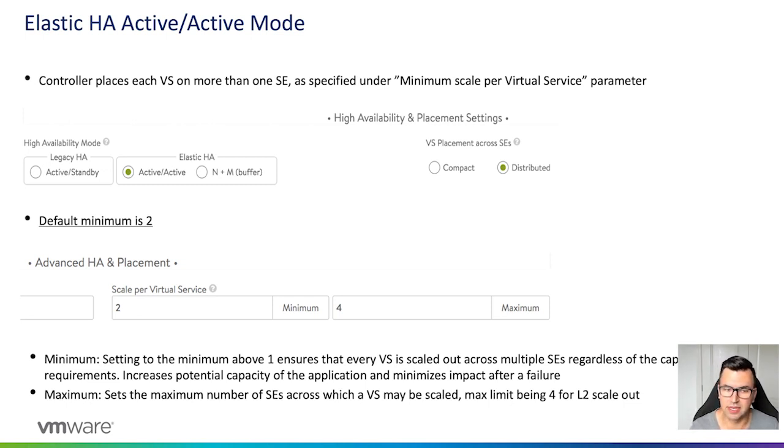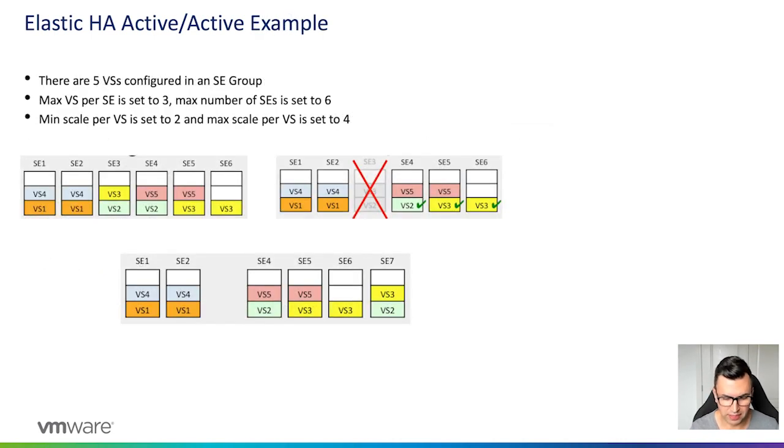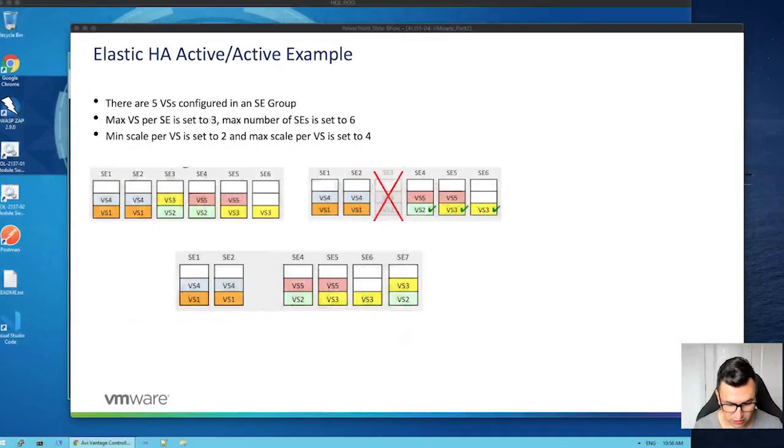And the maximum setting allows us to set a boundary for how many we want to have. By default it is 4, and the maximum is 4. There are good reasons for not wanting to go beyond 4 that we will explain later in the following video. Now, before we go into an example, let's take a quick look in the UI.